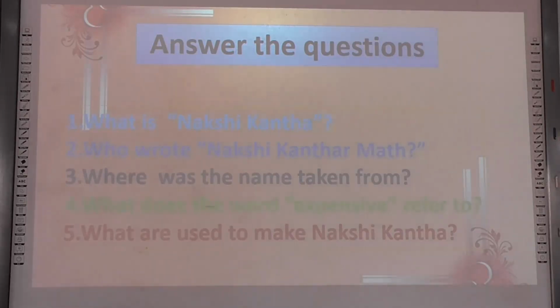Question number 4. What does the word expensive refer to? We can say such like this. The word expensive refers to costly. Question number 5. What are used to make Nakshi Katha? We can answer it such like this. Old and new cloths, colorful threads are used to make Nakshi Katha.